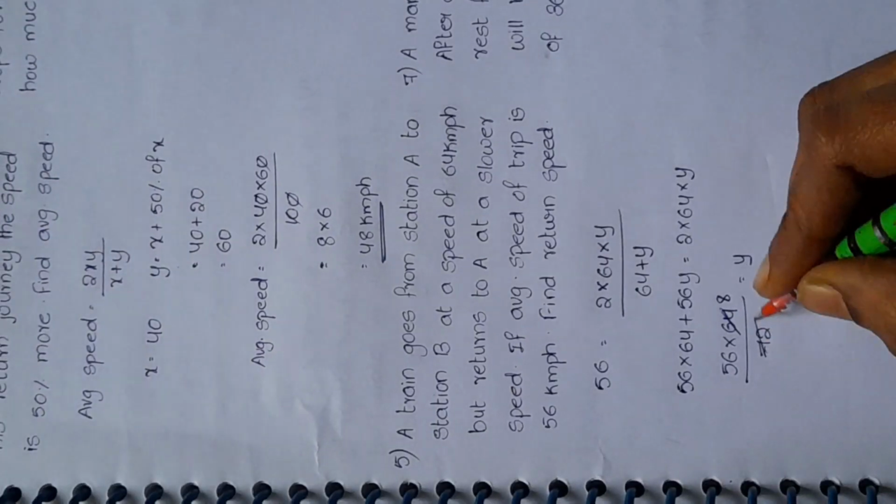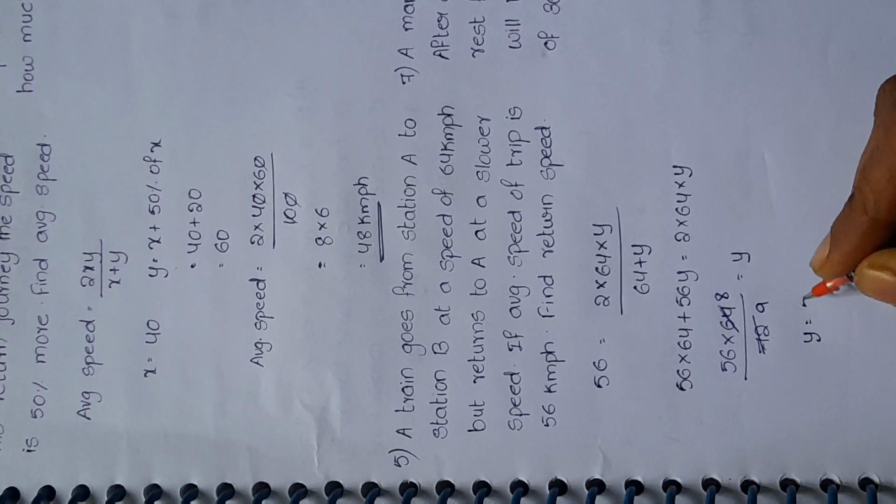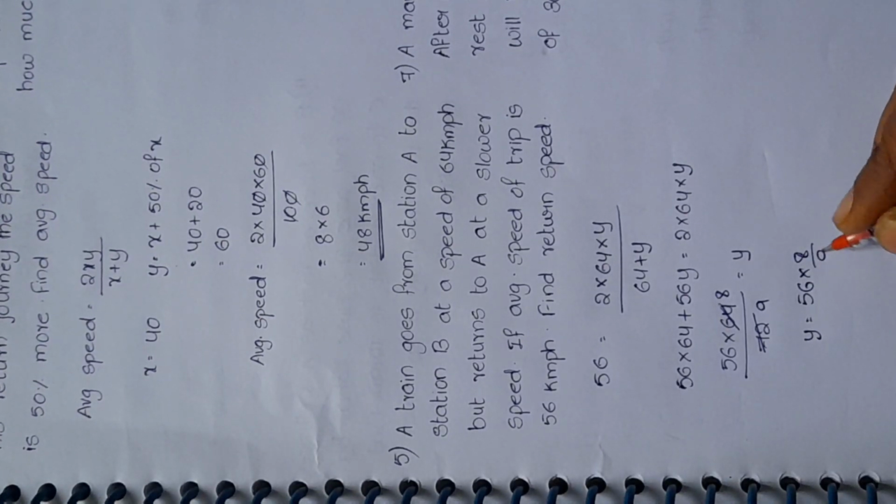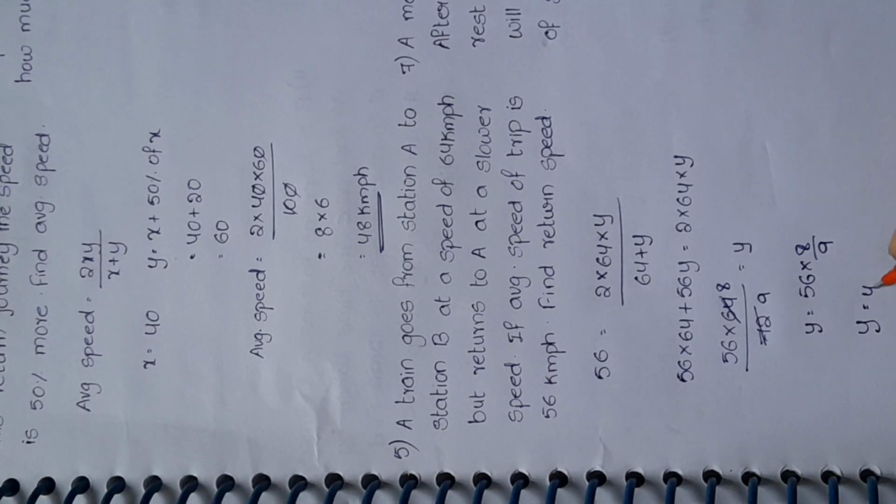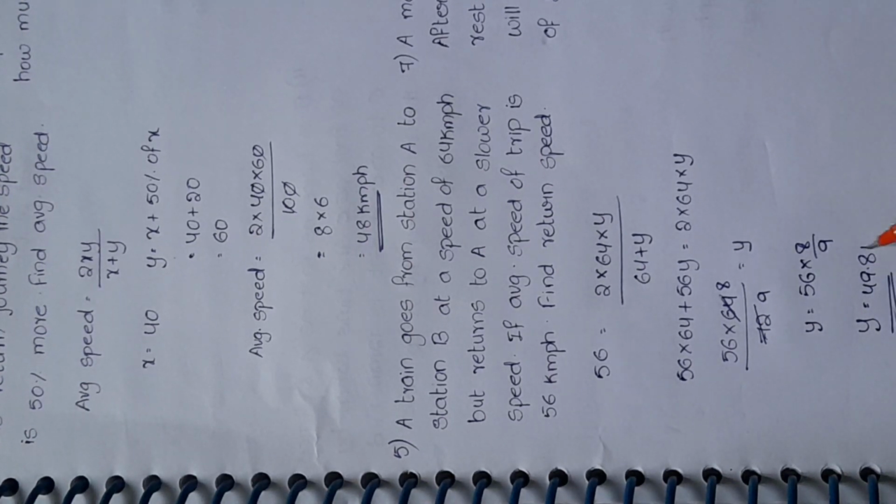8 8s are 64, 8 9s are 72. So y is equal to 56 into 8 by 9. We get y is equal to 49.8 kilometers per hour.